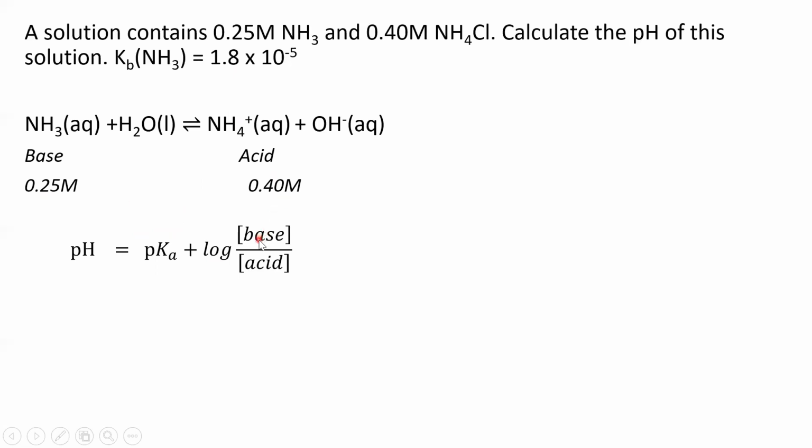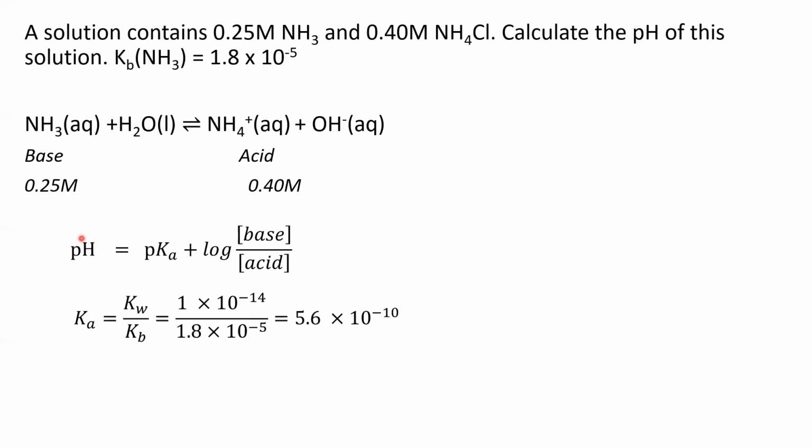So we're going to plug in 0.25 here. We're going to plug in 0.40 here. And we're going to use the Henderson-Hasselbalch equation to calculate the pH of the solution. So see if you can do it. Calculate what the pH of this buffer solution will be.